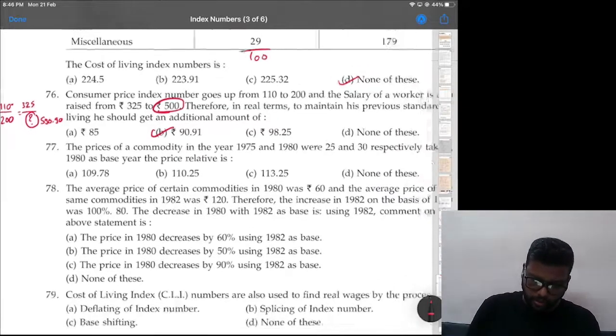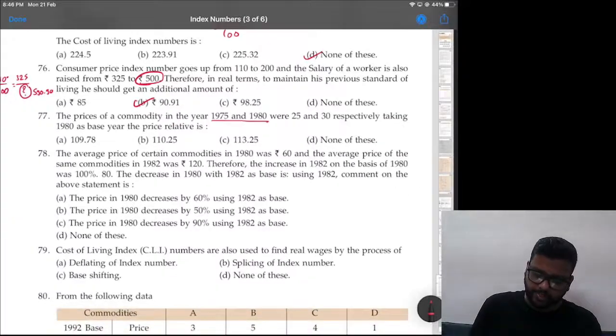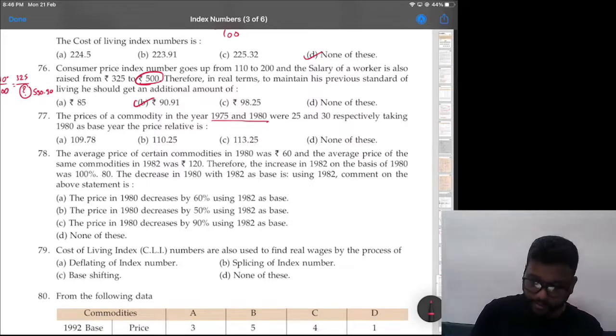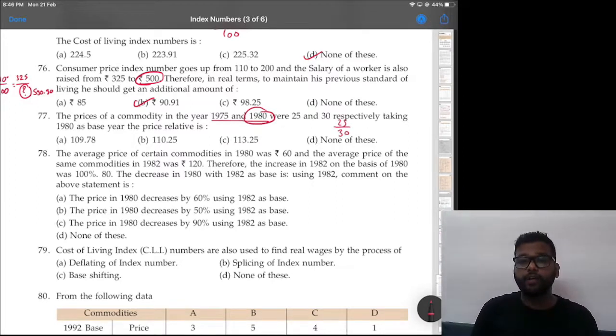Next, prices of a commodity in year 1975 and 80 were 25 and 30 respectively. Taking 1980 as base. Now this question they have misprinted, or none of this is the correct answer, because 1980 they want to be base. That means 30 should be base and 25 should be current year. So 25 by 30, 83.333 is the correct answer based on the framing of the question.